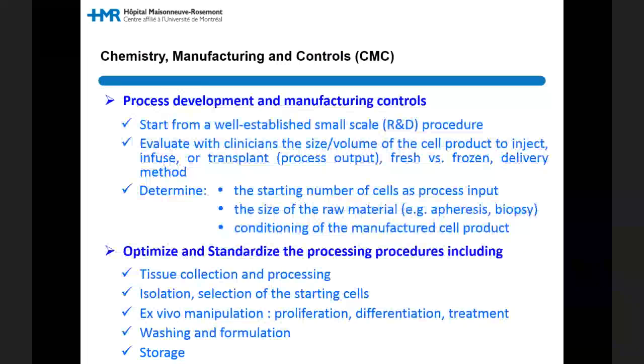Process development and manufacturing controls. Well, clearly you must be starting with a small, well-established, small-scale procedure. That's what you're doing in your research lab. So you must have full control over this step, and what we want to do is actually scale up. Go from a small size into a size that will allow you to treat patients. So you need to be able to have your product and actually share with a team.